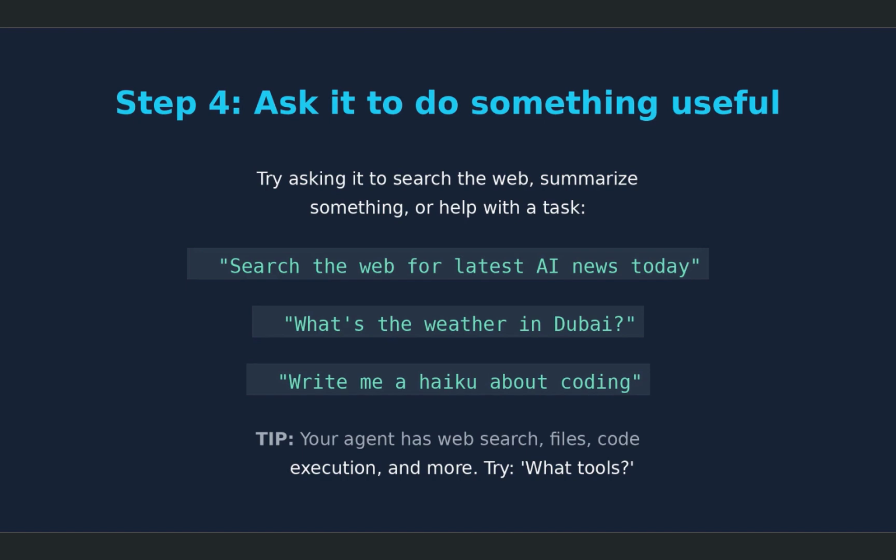Step 4, ask it to do something useful. Try asking it to search the web, summarize something, or help with a task. For example, "search the web for the latest AI news today." "What's the weather in Dubai?" "Write me a haiku about coding." Your agent has access to web search, file operations, code execution, and more. Try asking, "what tools do you have?"